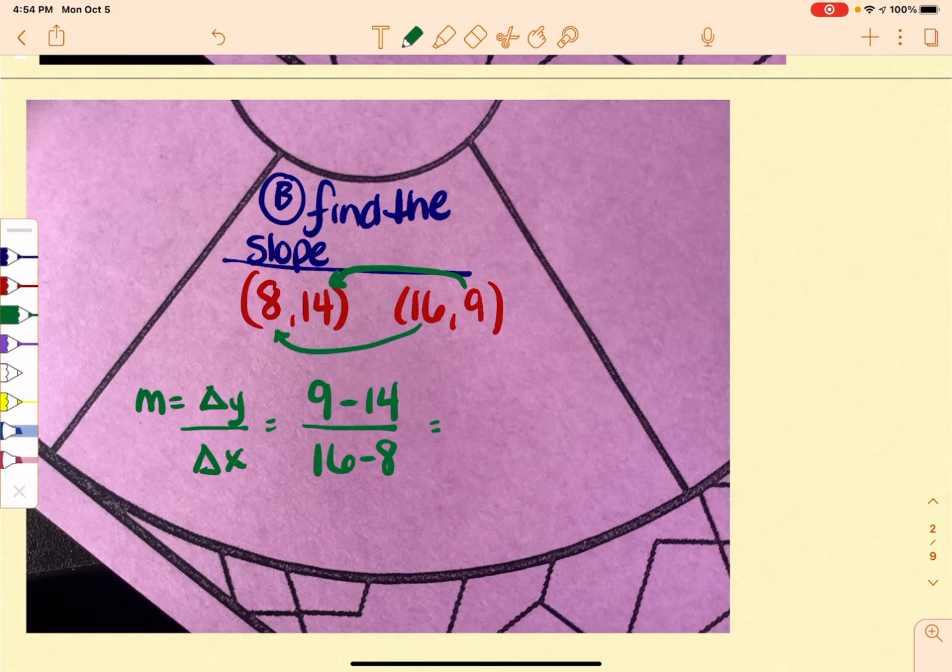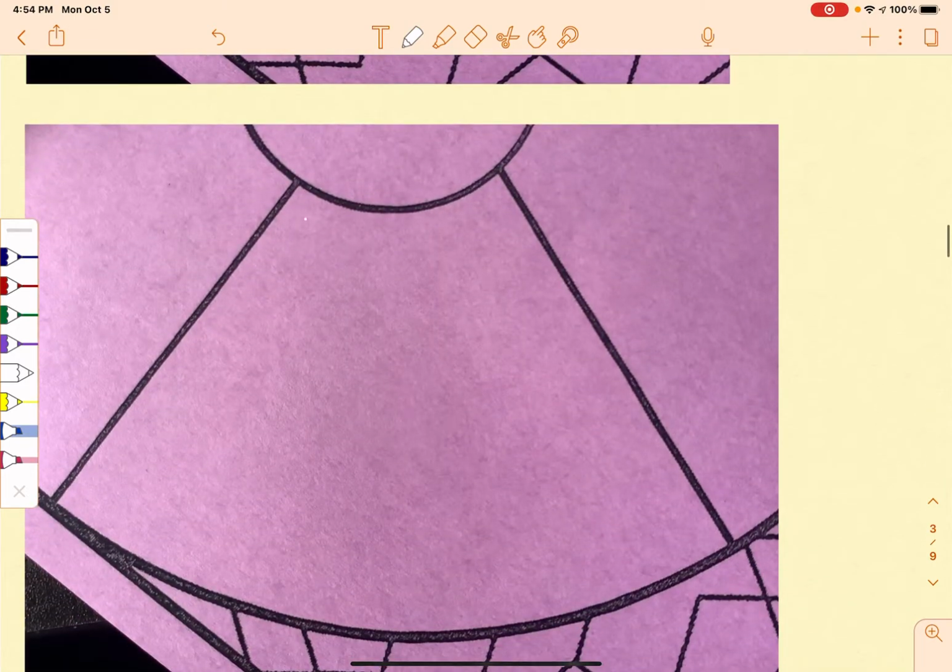So 9 minus 14 is negative 5. 16 minus 8 is 8. And if I put negative 5 over 8 in Desmos, it's not going to reduce anymore. So that's going to be my final answer. Okay, now let's change gears again. Let's talk about a few more big ideas.